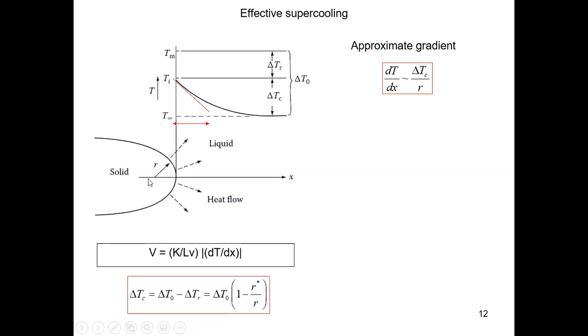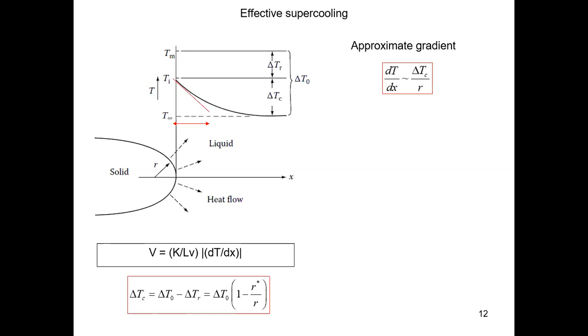For any tip with a finite radius, it only affects a finite region of the temperature field, and that is a very well-known observation in the solution of the heat transport diffusion equation. But we'll just directly use that conclusion here. So basically we approximate the temperature gradient as delta Tc divided by a characteristic length over which the temperature decays. And that length is taken to be the radius of the tip. That is dT over dx.